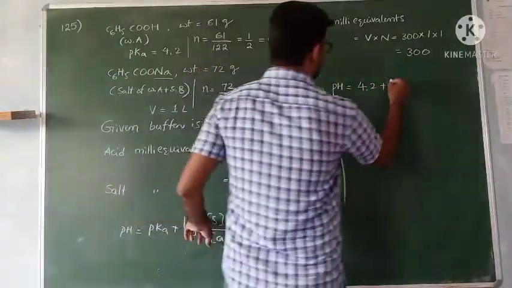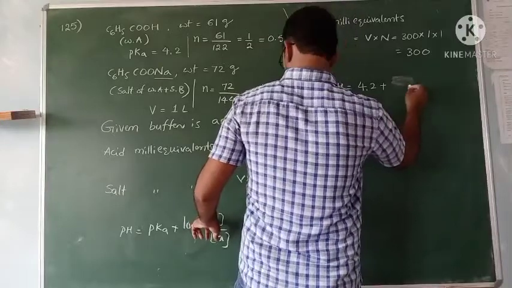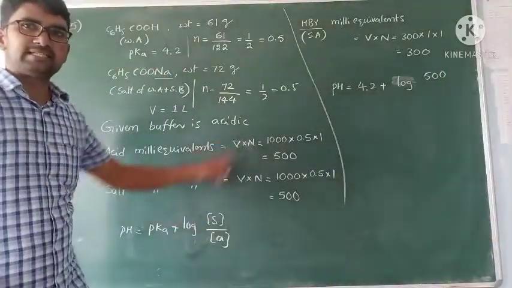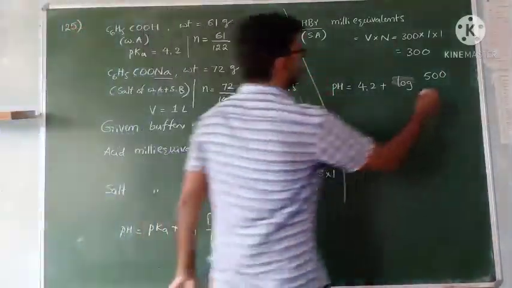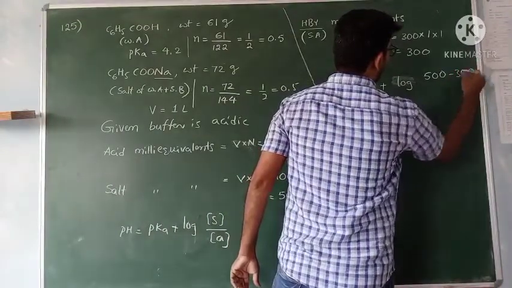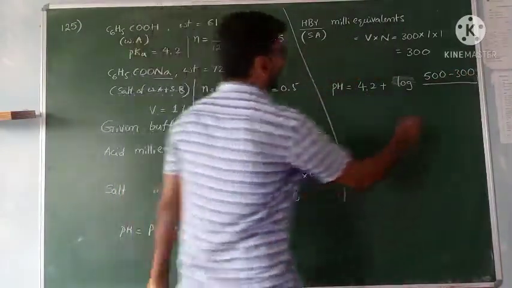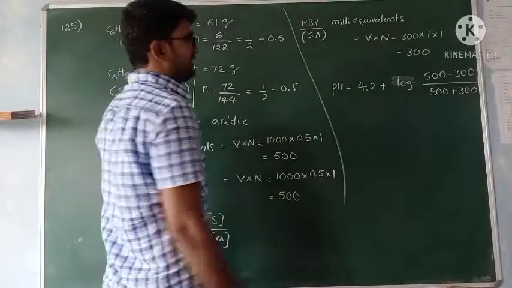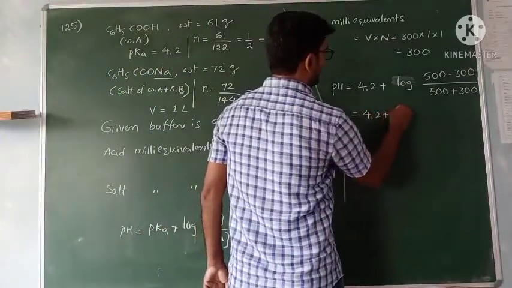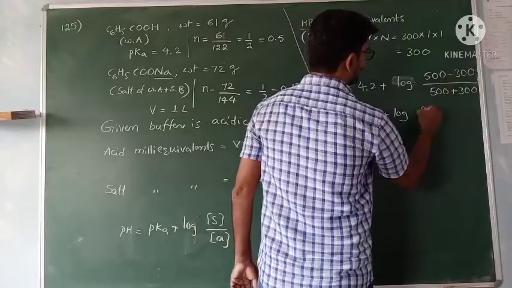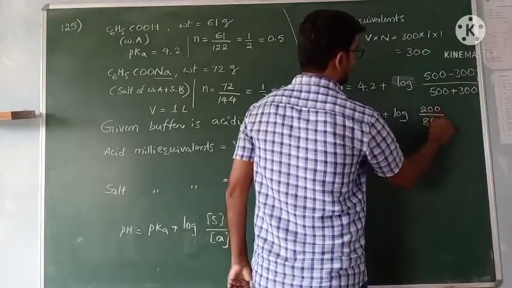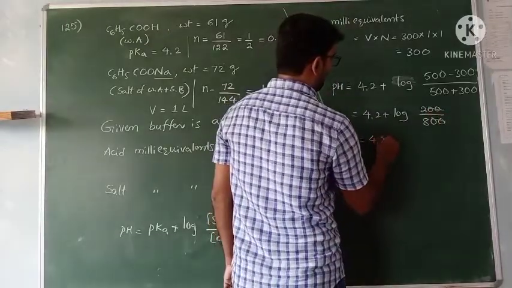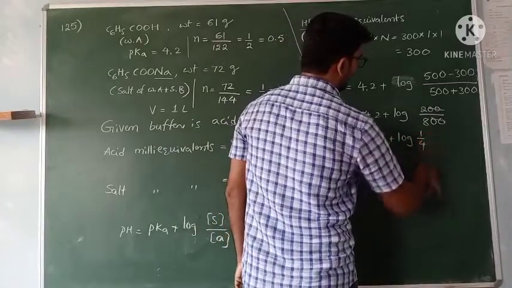Plus salt initially 500, log, 500 decreases. How much does it decrease? HBr 300 milli-equivalents is added. So 500 minus 300 by, for acid, 500 plus 300, because acid is added means acid concentration increases. So 4.2 plus log of 500 minus 300 is 200, 500 plus 300 is 800. So 2 zeros cancel. 2 by 8 means 1 by 4. 4.2 plus log 1 by 4.